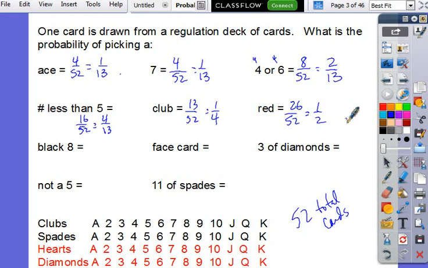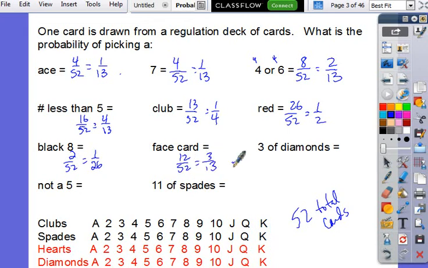A black 8. How many black 8s? Just those 2 right there, which would be 2 out of 52. It's going to be 1 out of 26. Face cards, well, there are my face cards right there. 12 out of 52. 3 over 13.